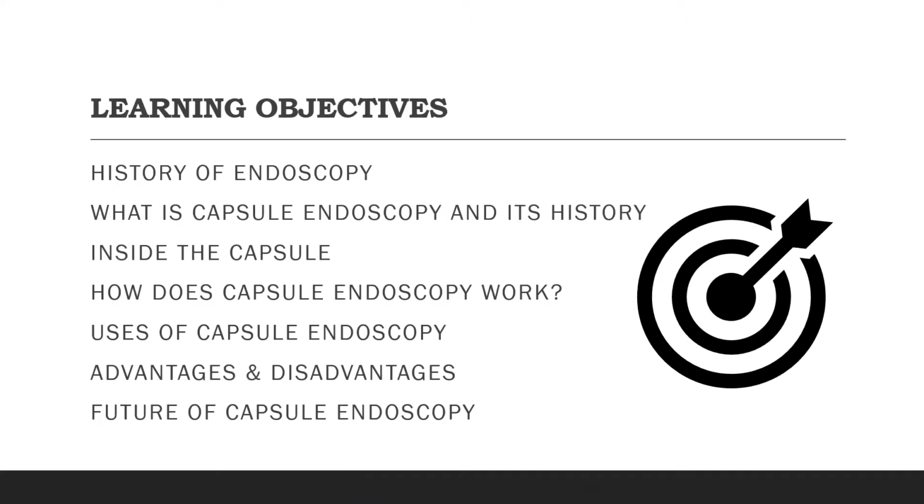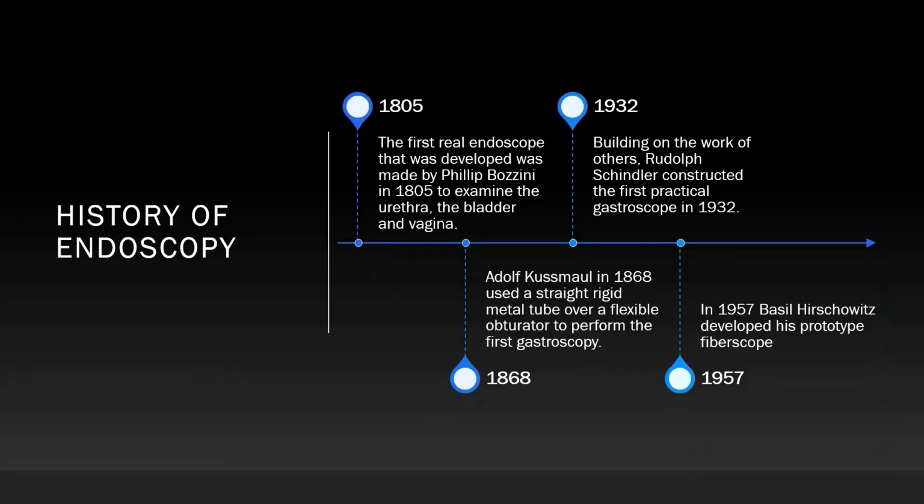Today our learning objectives are: history of endoscopy, what is capsule endoscopy and its history, inside the capsule, how does capsule endoscopy work, uses of capsule endoscopy, advantages and disadvantages, and finally, future of capsule endoscopy. First of all, I'm going to talk about what is capsule endoscopy, its history, and a little bit of structure of capsule. But before talking about capsule endoscopy, it is necessary to talk about the history of endoscopy.